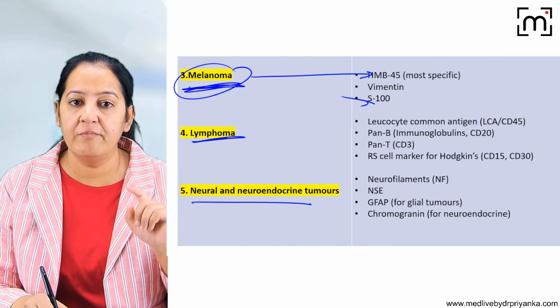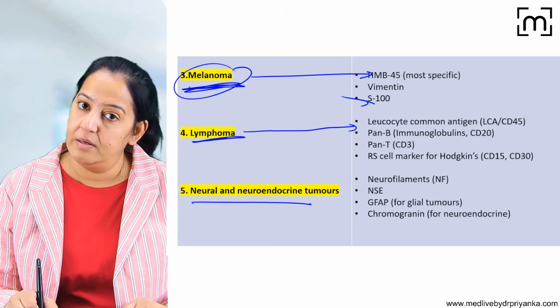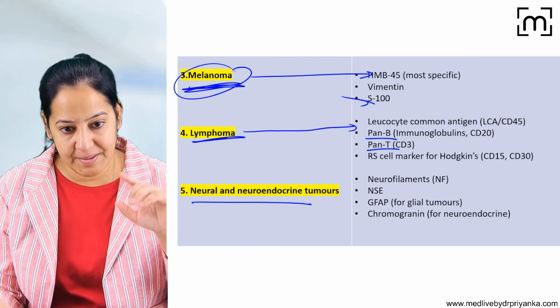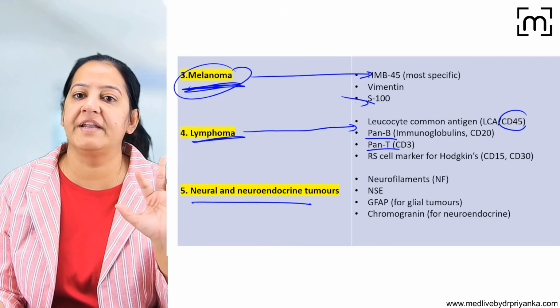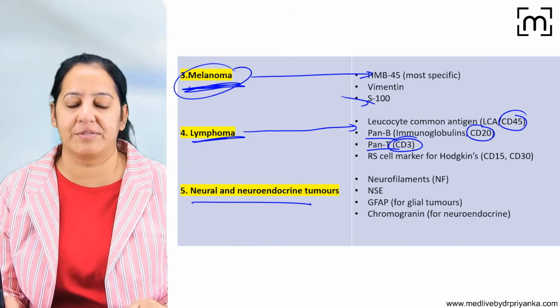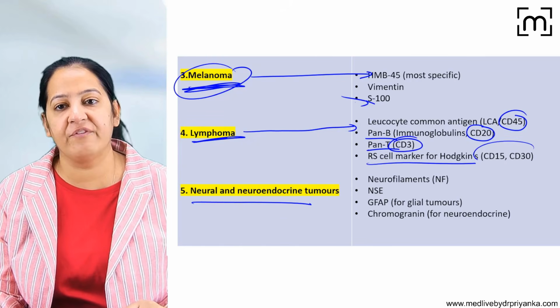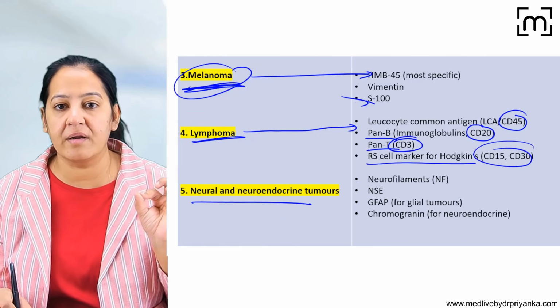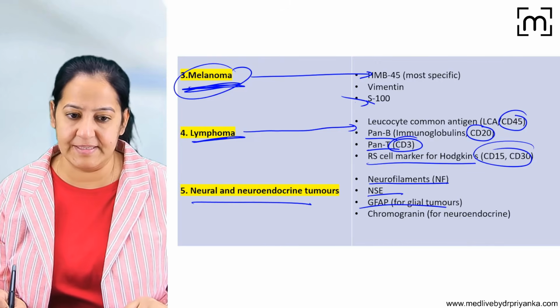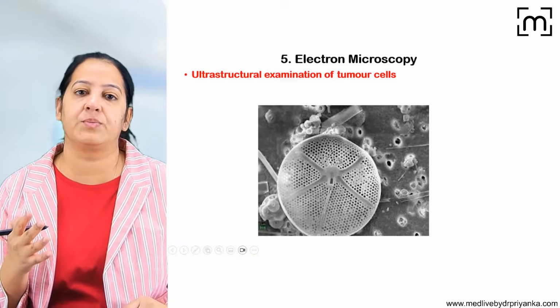Learn these two. Lymphoma marker: there are two types of lymphoma, B cell lymphoma and T cell lymphoma. There is a marker which is common for all lymphoma, that is CD45. In B cell, CD20 is positive, in T cell, CD3 is positive. And in Hodgkin's lymphoma, CD15 and CD30 are positive. And neural markers are neurofilament, NF, NSE, GFAP. You have to learn these. Okay, so these are the markers we use here.